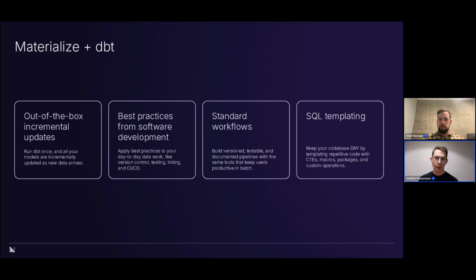And because we integrate natively with dbt, your workflows don't need to change. If you're using Postgres with dbt today, you can just point dbt to Materialize and it should work. And you can continue to benefit from the goodness that comes with dbt, like templating and using macros to build your expressive models. Cool. And with that, I'm going to hand it back to Wolf, who's going to talk about how they used Materialize to solve the problem you mentioned in the introduction.